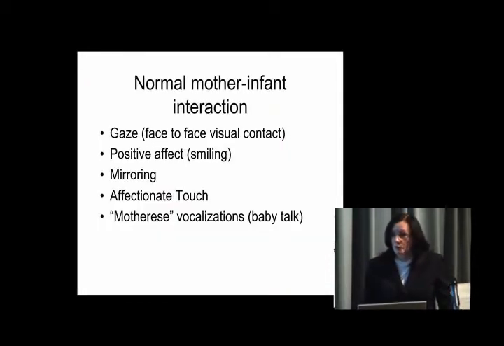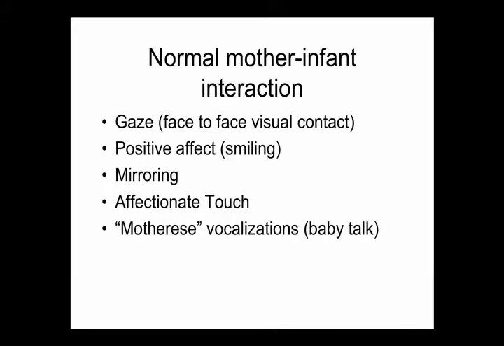So some of the components of what we look at in a normal mother-infant interaction involve these. Gaze is the face-to-face visual contact that a mother would usually have with her baby. We want to look for positive affect expressed, mirroring between the mother and her child, affectionate touch, and motherese. Motherese is the cooing, higher-pitched, exaggerated variation in speech that everybody falls into as soon as a baby comes into the room. It's slower, it's more repetitive. So these are components that we look for.